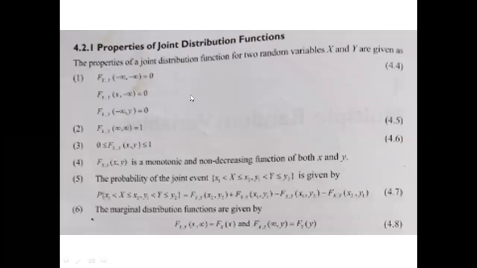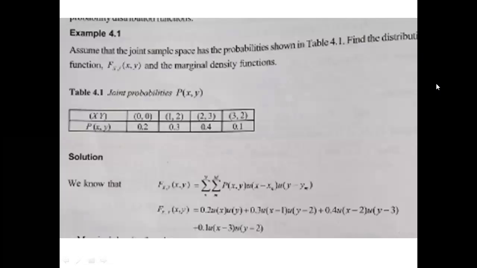Now in this class, we are doing one problem based on this. See the problem here. Assume that the joint sample space has the probabilities shown in the table. Find the distribution function F_XY of x, y and the marginal distribution function. Here the required value is the marginal distribution function.